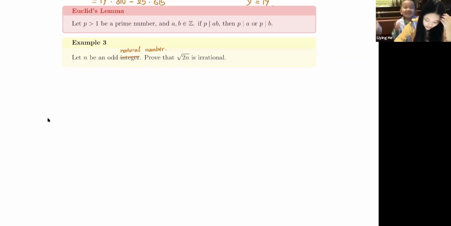Alright, let me start writing my proof because we're running out of time. For the rest, if we don't finish this, we'll do the rest tonight.